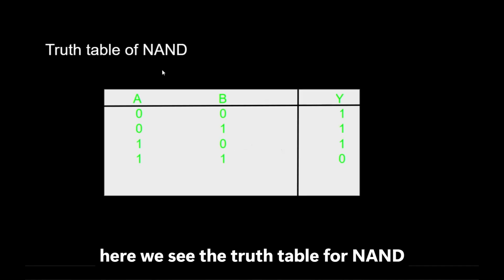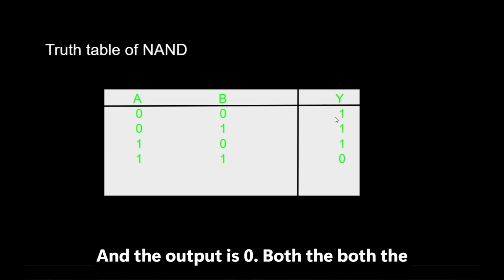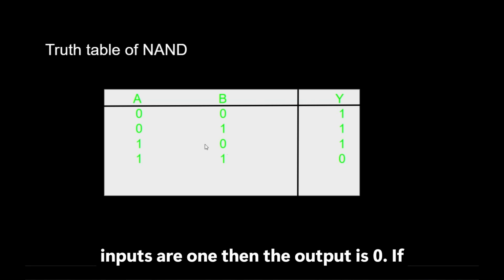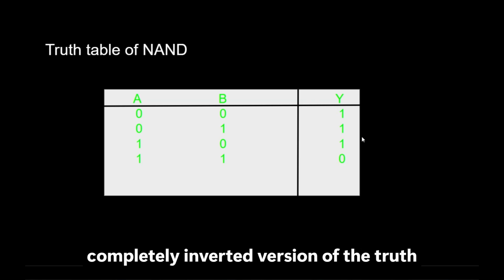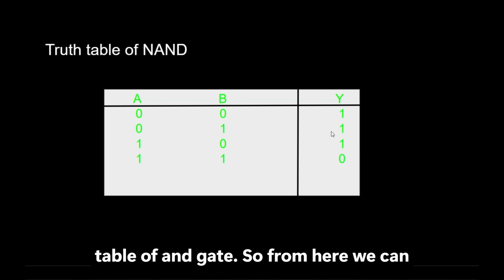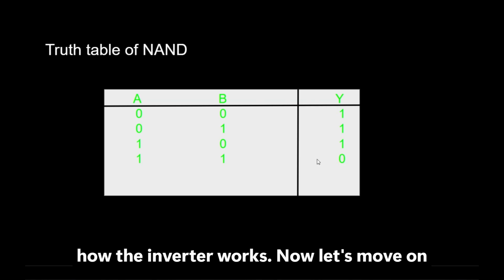So here we see the truth table for NAND gate. Here it is: both the inputs are 0, then the output is 1. Both the inputs are 1, then the output is 0. If one of them is 1, one of them is 0, then the output is 1. So this is a completely inverted version of the truth table of AND gate. So from here we can understand how the NOT gate works, or how the inverter works.